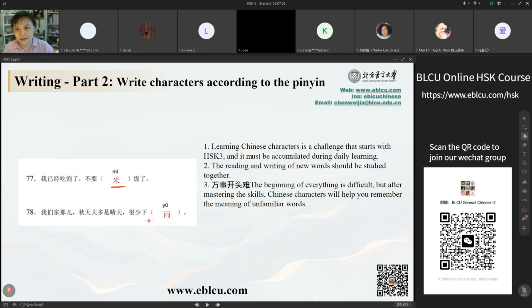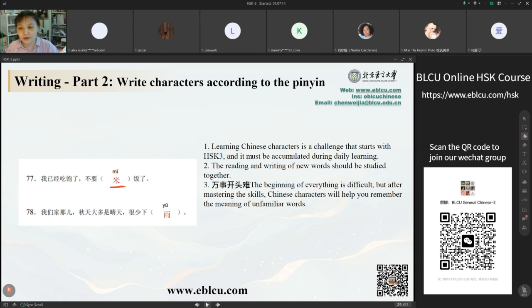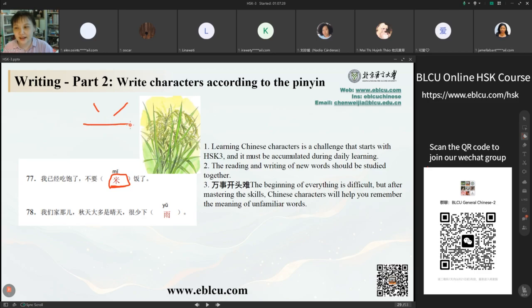Let's take a look at these examples. 不要米饭了. This is the 米 for rice character, but where is the character coming from? It's coming from the rice plant. The rice plant looks like this character. Those are the plants with a little rice here, the dots.